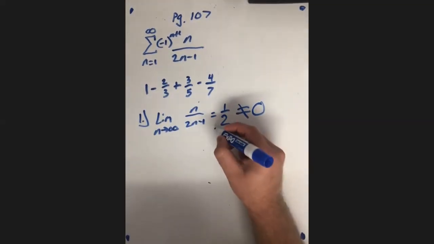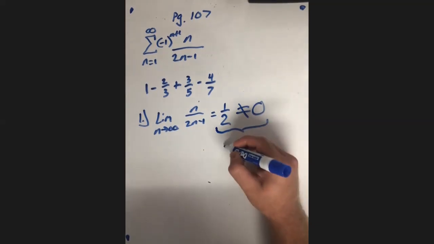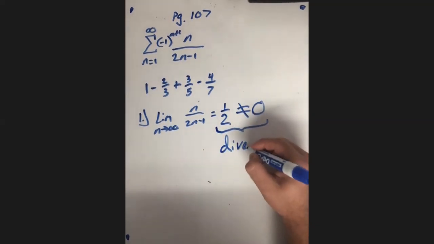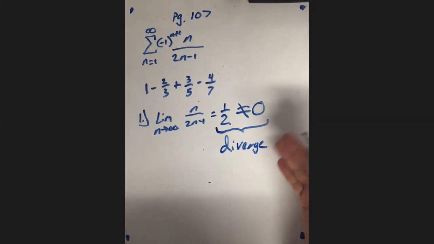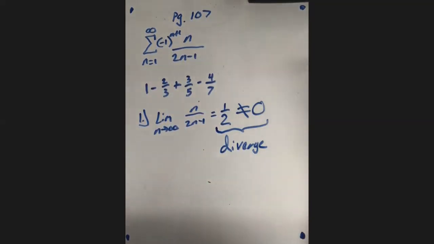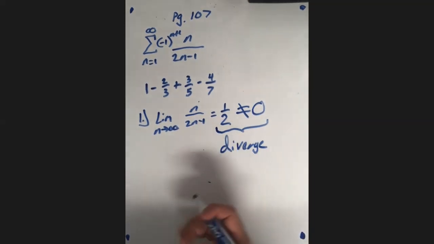This is kind of like the telltale end-all. This means we're going to diverge. Okay, meaning our series is going to grow and grow and grow for the rest of eternity. It's never going to get close to one specific number.